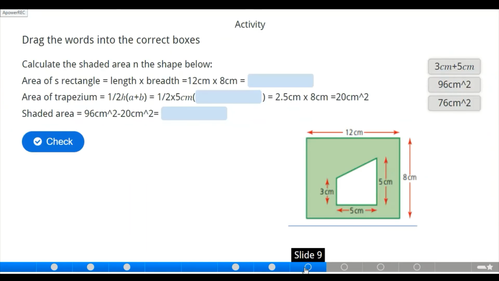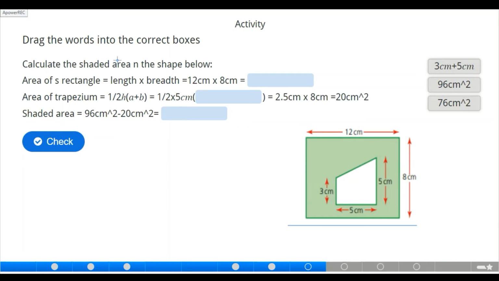Okay, now let's look at another one here. We have to calculate the area of the shape below. If you look at this shape, we actually have a trapezium inside the shape, and as well we have a rectangle. So we are going to be calculating the two shapes, and from which we are going to be calculating the area of the shaded part of this shape. The shaded part here is green, right?